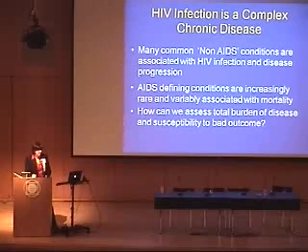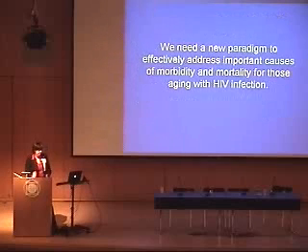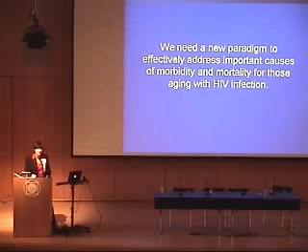How can we assess the total burden of disease and susceptibility of our patients to bad outcome? How can we counsel individuals about where their greatest risk is and what they can do about it? We need a new paradigm to effectively address important causes of morbidity and mortality for those aging with HIV infection. CD4 and viral load are not sufficient.